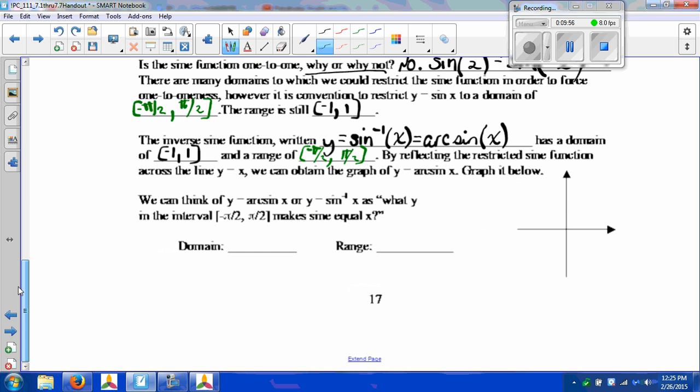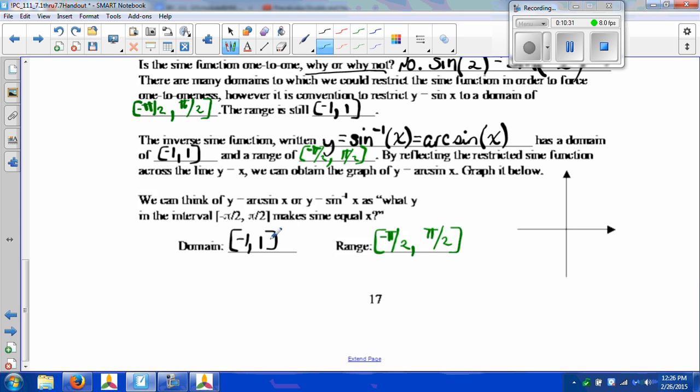So we can think of y equals arc sine of x, or y equals sine inverse of x, as the y in the interval negative pi over 2 to pi over 2 that makes sine equal x. We'll get into that in a minute when we do some more examples, but let's graph it using that idea. First of all, the range is still negative pi over 2 to pi over 2. I know I've said it a lot, but it's good for you to get that in your head. And the domain is negative 1 to 1.